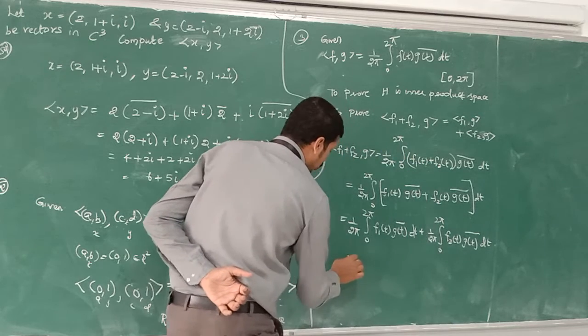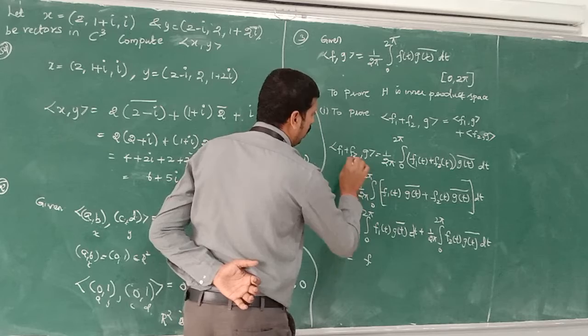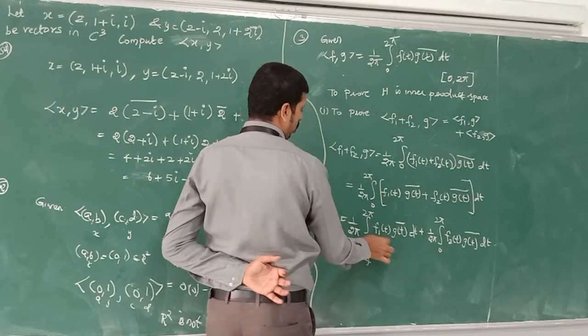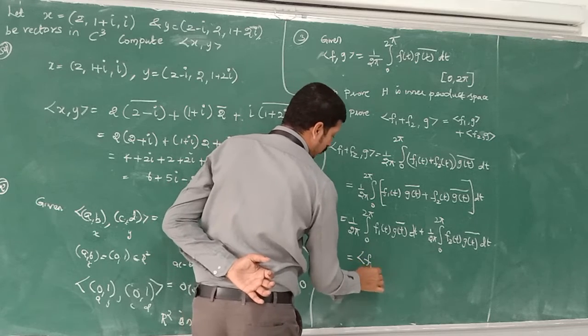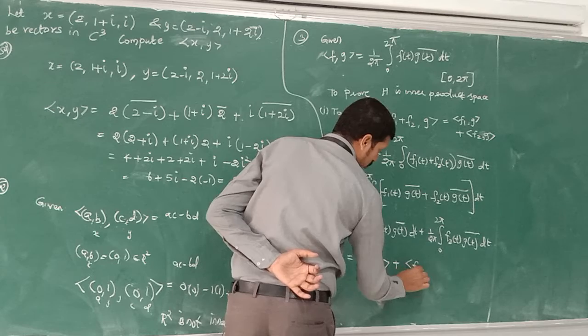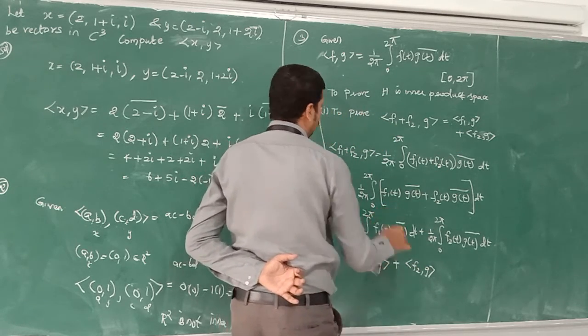So we have to write this one, instead of the same thing, as (f1, g) plus (f2, g). So are we getting like this? Yes.